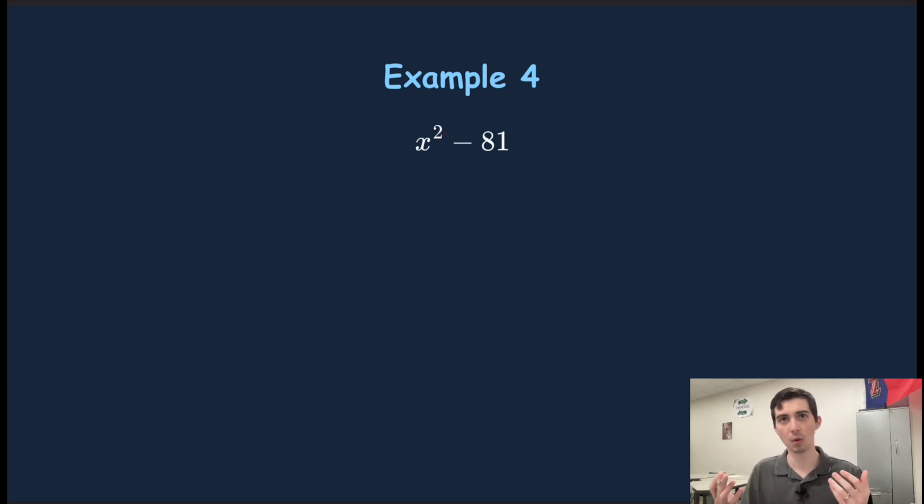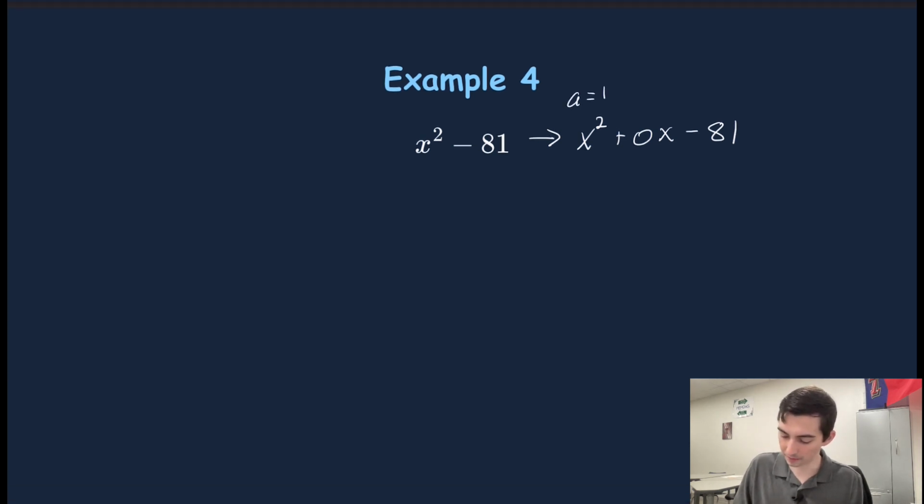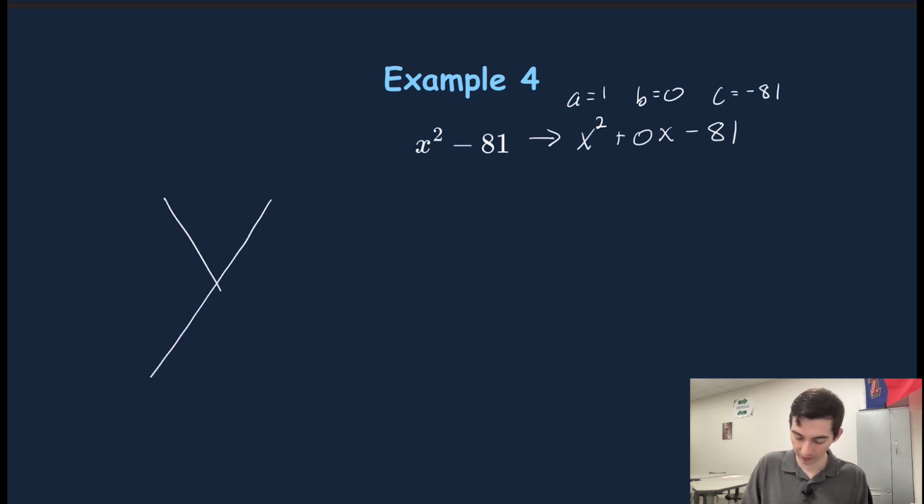And so what number is no number? 0. So we can rewrite this as x squared plus 0 x's minus 81. And so now we can see that my a is 1, my b is 0, and my c is negative 81. And so now let's factor this out. My a times my c is going to get me negative 81, and then my b is just 0.